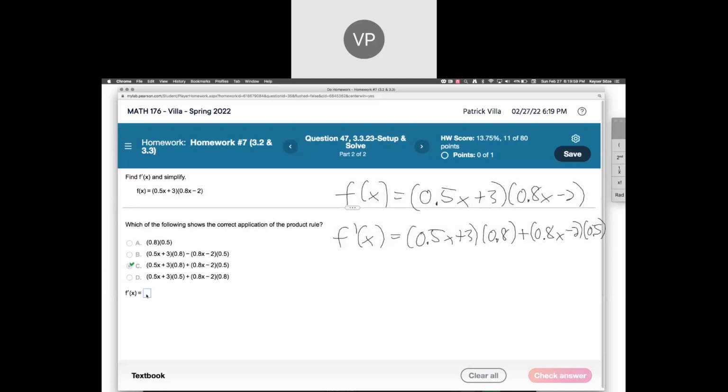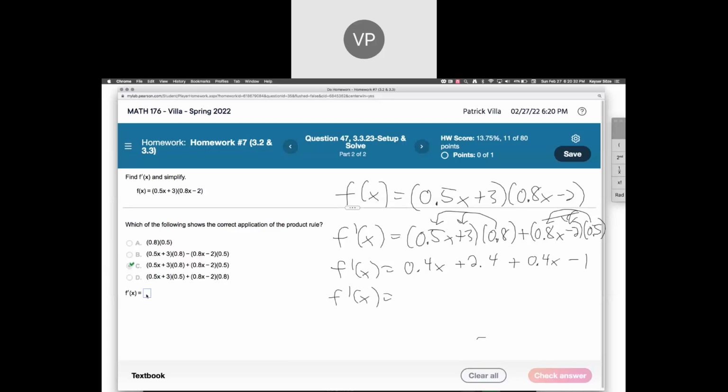Now, part 2 is the cleaning up. So you take this answer that we just had, and now you're just going to distribute everything out and see what you end up with. So we get a 0.4x plus 2.4. And notice, that's me distributing this. And then I'm going to do the same thing over here. We get a 0.4x, again, minus a 1.